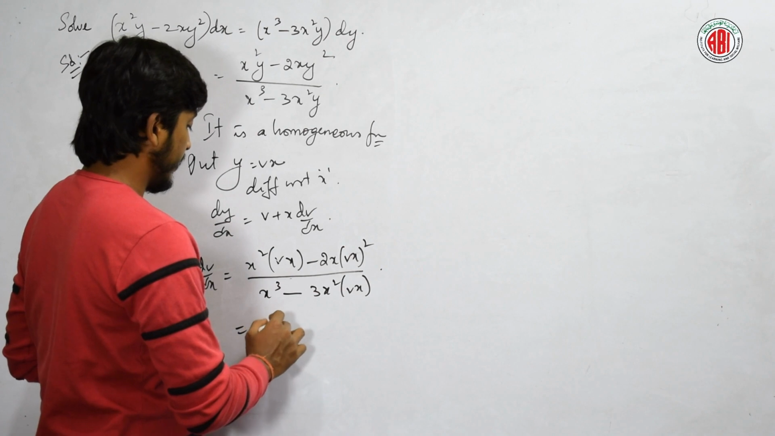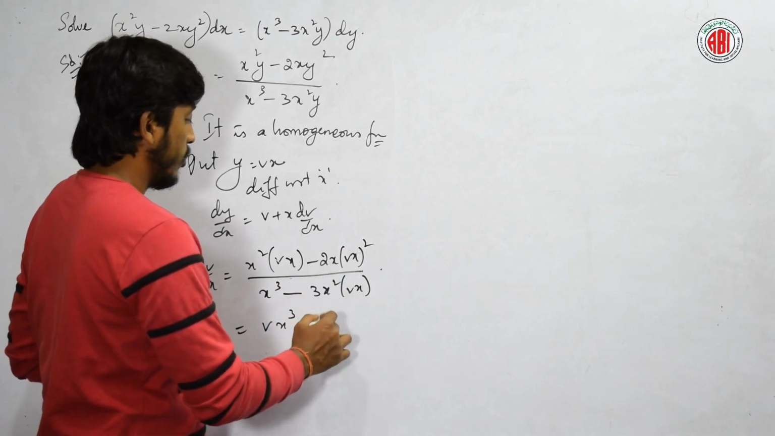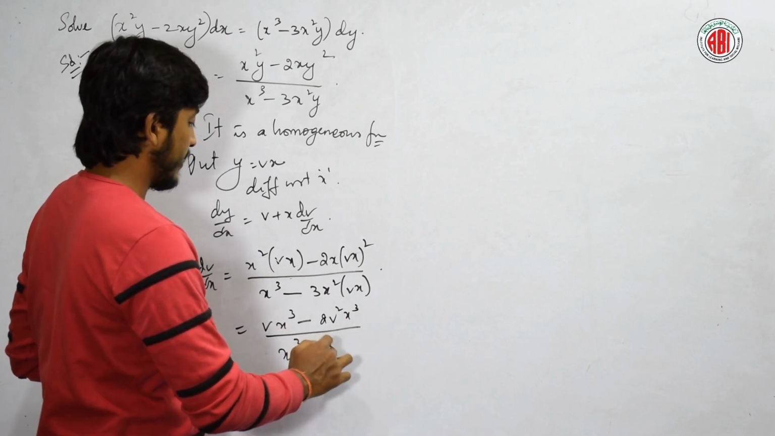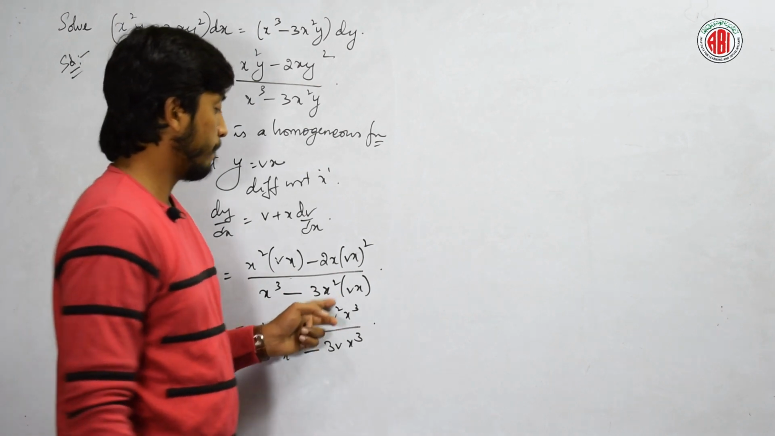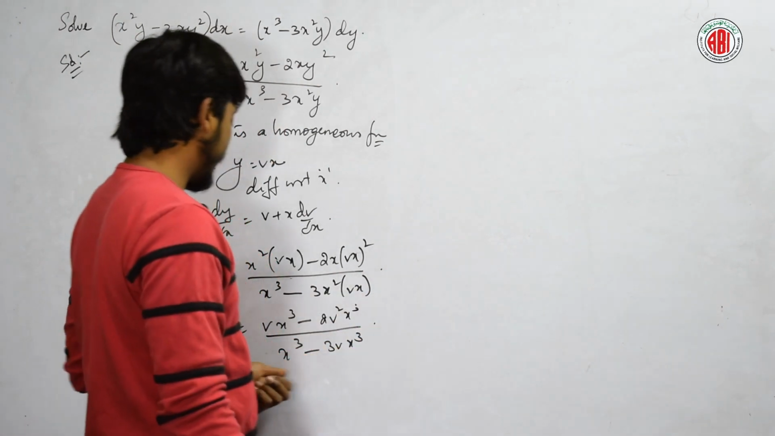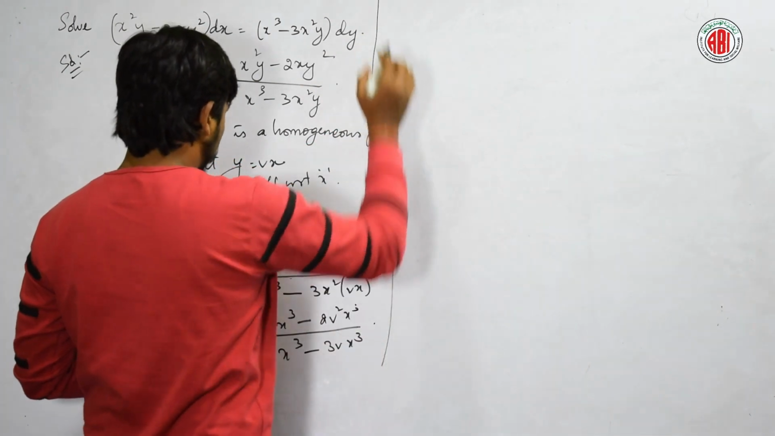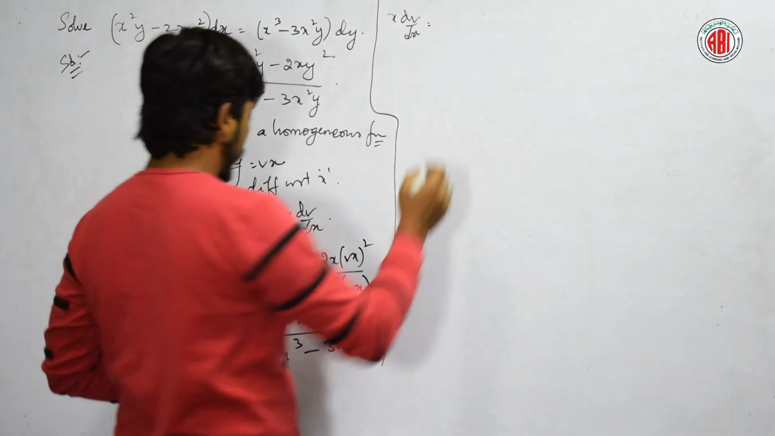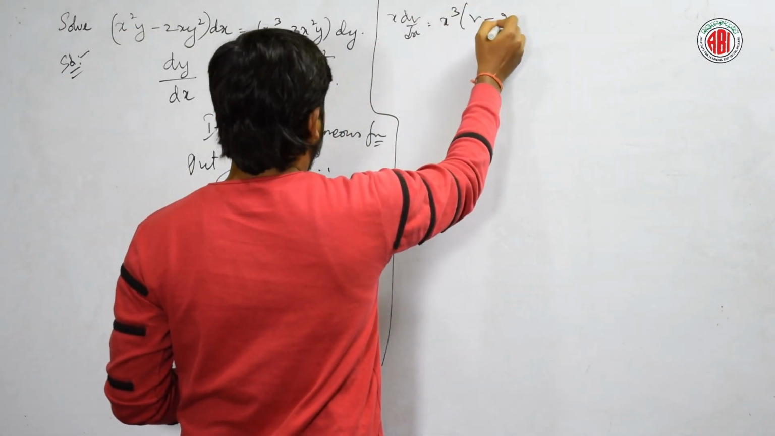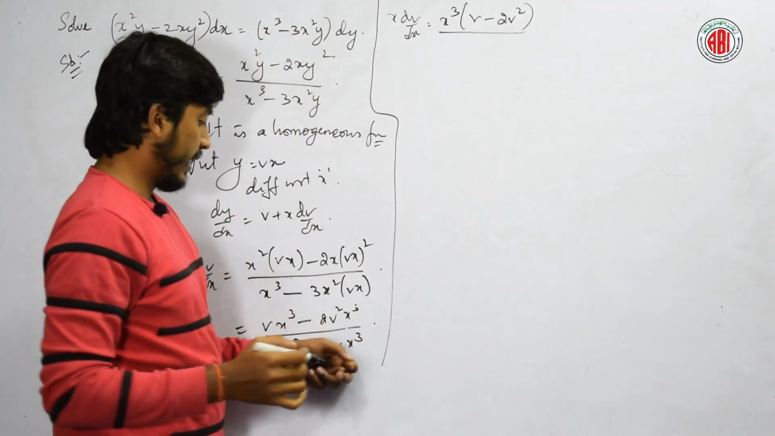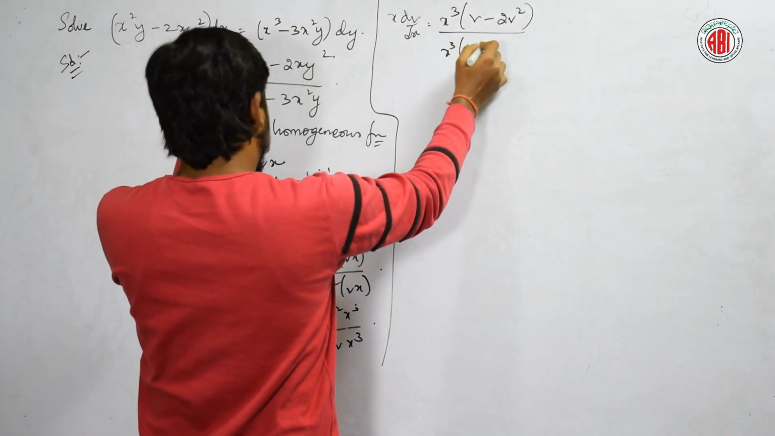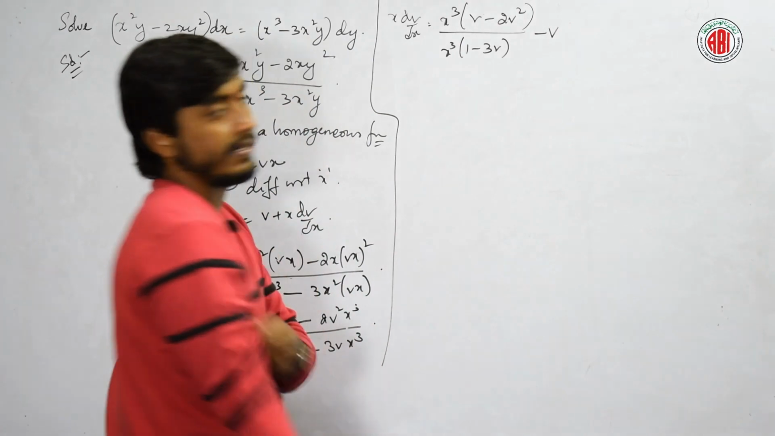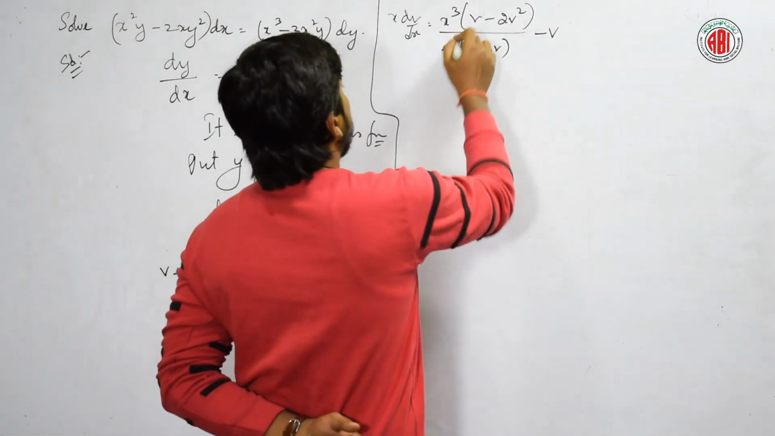Is it? Now let us simplify this. Vx cube minus 2v square x cube divided by x cube minus 3vx cube. Isn't it? So now let us take x cube as common here. We will take x dv by dx is equal to, if I take x cube as common, I will write it as v minus 2v square by, if I take x cube common here, I will get it as 1 minus 3v. Now let us take this plus v also on right hand side. Is it? Now x cube will get cancelled.